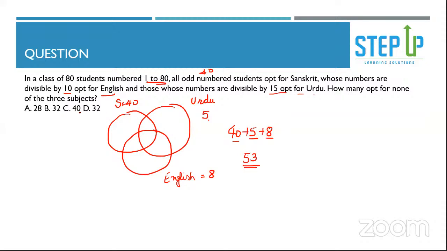Again, what I'm thinking, this data is missing. All odd number students opt for Sanskrit, whose number are divisible by 10 opt for English. How you got 32? And those whose number are divisible by 15 opt for Urdu. So this will be 40, this will be 5, and this will be 8. Right. 40 plus 5 plus 8, 45 plus 8, 53.